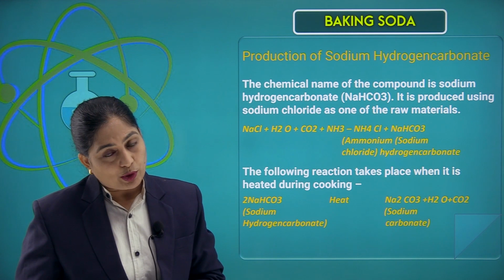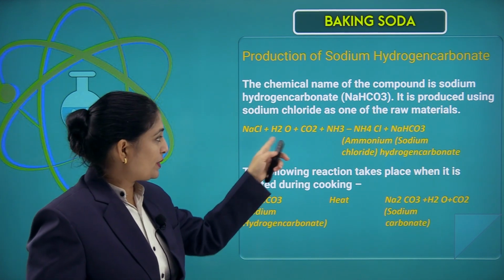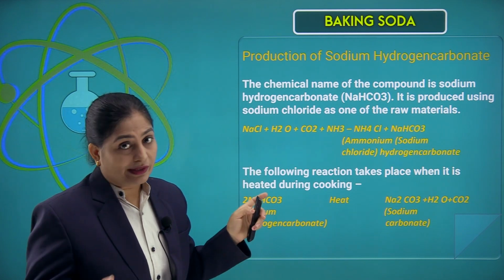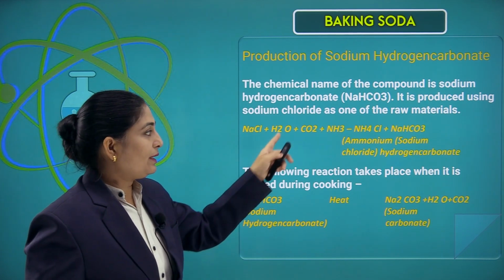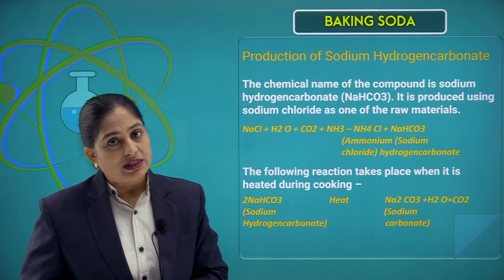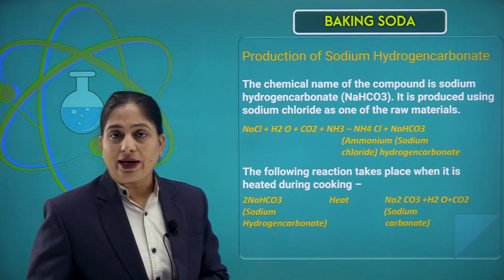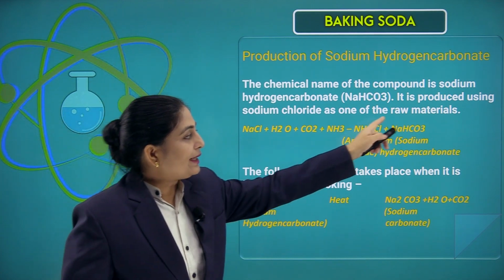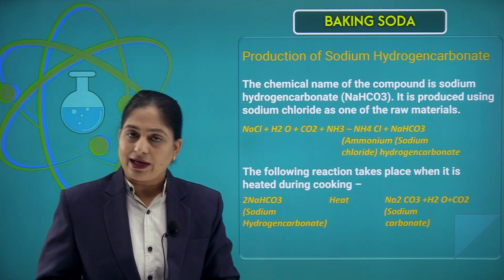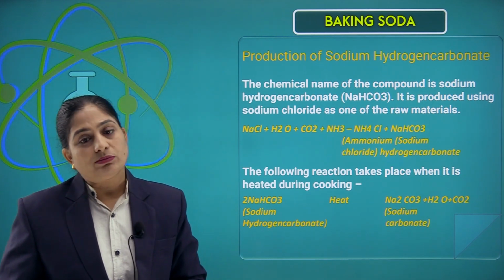We require some important raw materials, out of which one is an aqueous solution, that means salt plus water, we call it brine also when it is saturated. So we take brine, pass CO2 gas and ammonia gas to it. The combination of these gases along with sodium chloride, we get ammonium chloride along with sodium bicarbonate. This is how the sodium bicarbonate has been formed along with ammonium chloride.